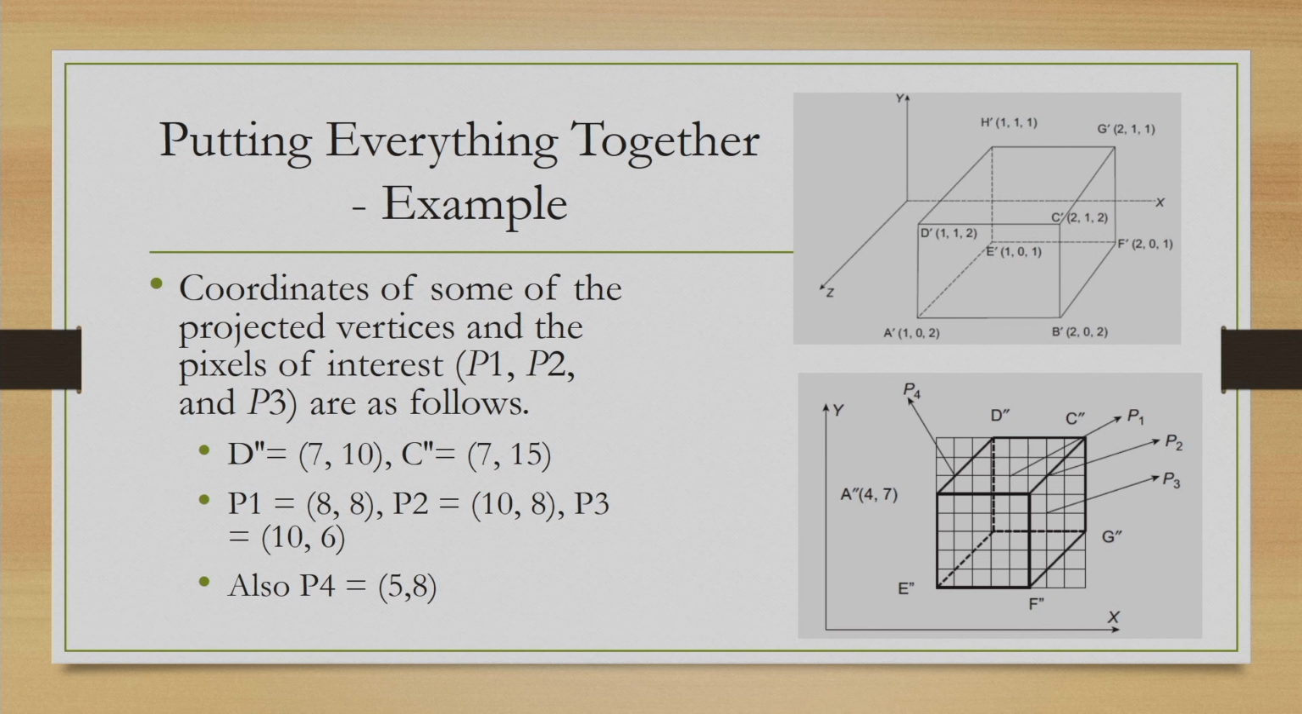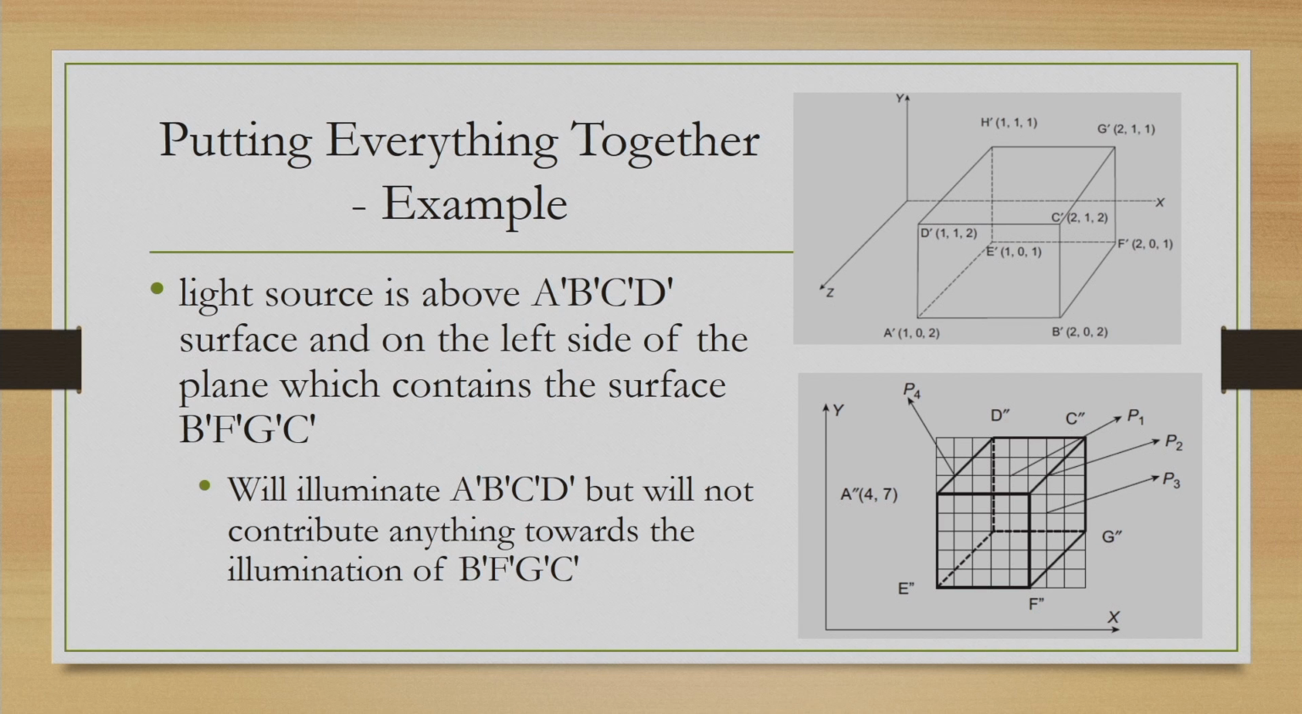Then we have to compute the color at any given point on the surface. Note that as per the problem description, the light source is above the surface A dash, B dash, C dash, D dash, and on the left side of the plane which contains the surface B dash, F dash, G dash, C dash. Thus, it will illuminate this surface, but will not contribute anything towards the illumination of the other surface. So, this is the first observation from the problem description.